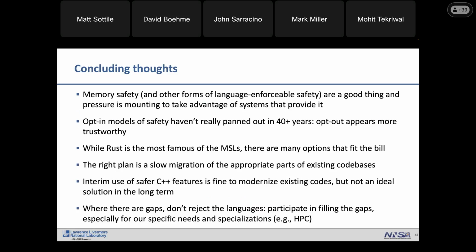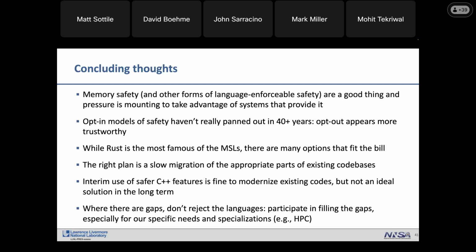The opt-in model of safety, honestly, it hasn't panned out. 40 years is a long time to be waiting for this to work. And I don't think it's going to all of a sudden just because Stroustrup gave a talk last year saying that static analyzers will help. I mean, they haven't helped for 40 years, and I doubt they're going to all of a sudden help. So opt-out appears to be more trustworthy and more predictable. Even though Rust is the most famous of these, there's many options that fit the bill.